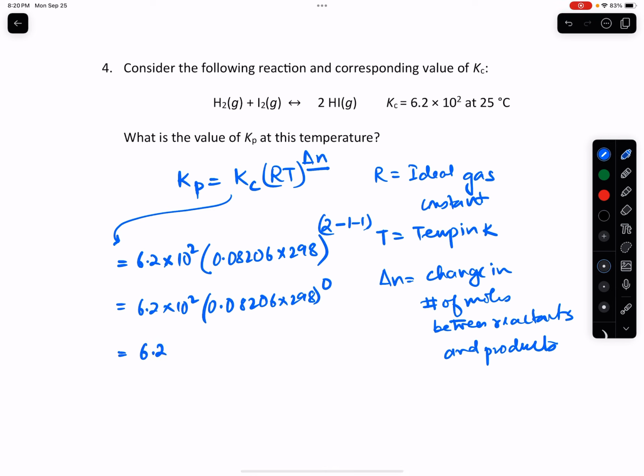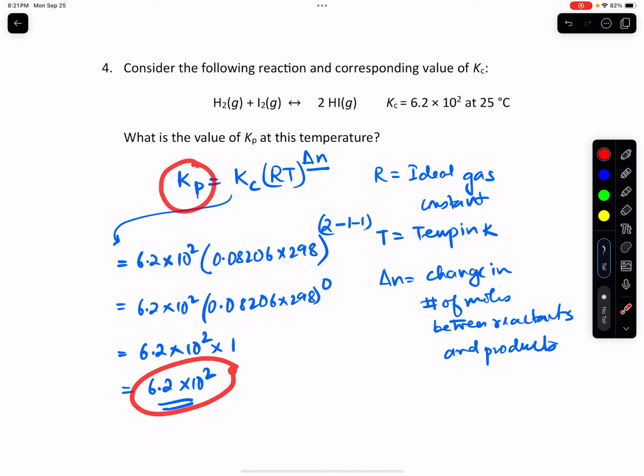So therefore this ends up being 6.2 times 10 to the power 2 times 1, which is the same as 6.2 times 10 to the power 2. And here's something important. Whenever you have a reaction where the total number of moles of product is equal to the total number of moles of reactants, make sure the reaction is balanced before you check. When the total number of moles of product is equal to the total number of moles of reactants, then Kp is equal to Kc. And as you can see in this problem, the way we worked it out, the value of Kp ended up being 6.2 times 10 to the power 2, which is the same value that Kc was.